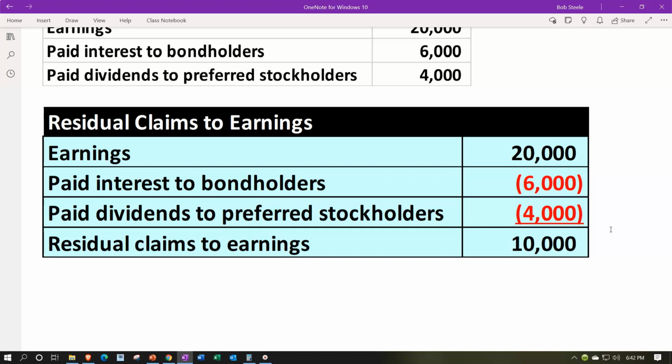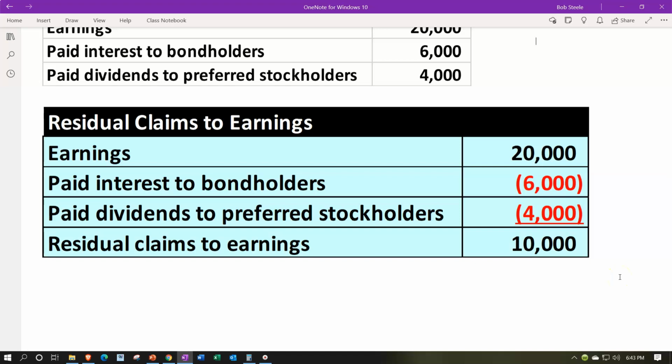Then we have the residual claims to earnings, which you can generally think of as going to the shareholders, who are basically the owners of the company, either through the distribution of dividends, meaning they get the distribution of those residual earnings, or they invest it back in the company, in which case the equity would go up, and you would think that would be reflected in the stock price as the value of the company goes up. So this calculation emphasizes who gets paid first.